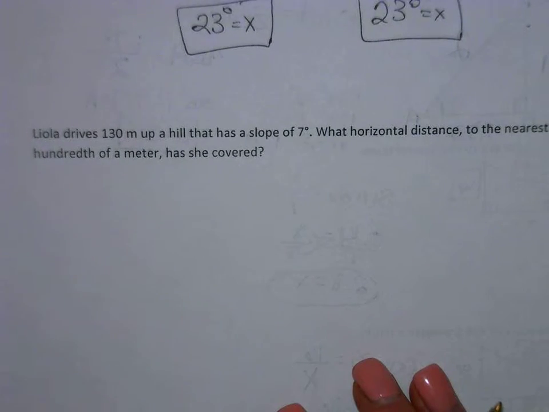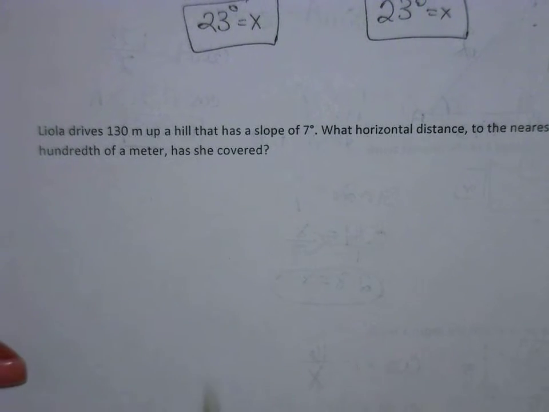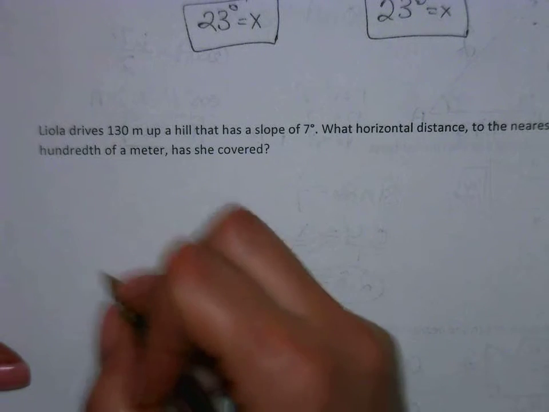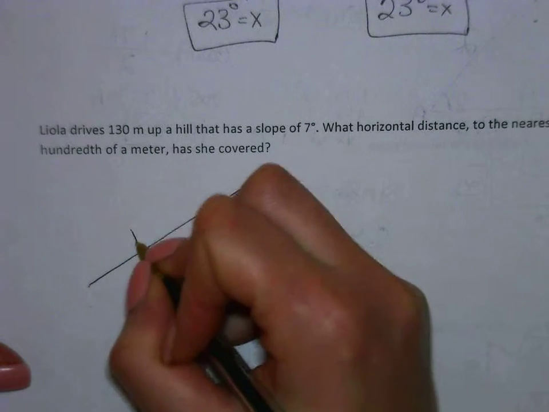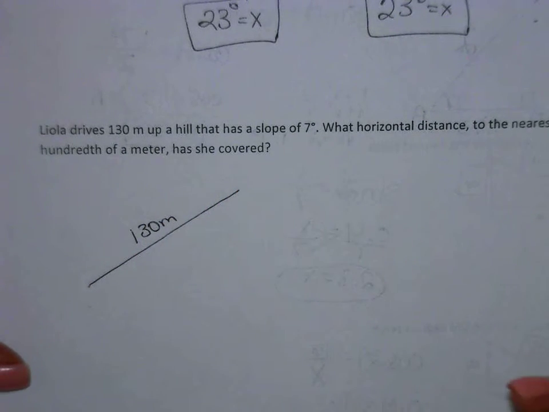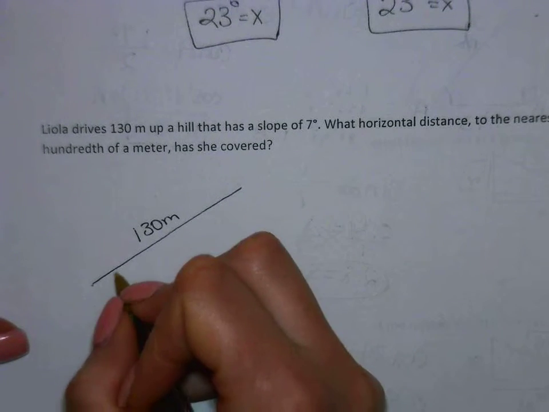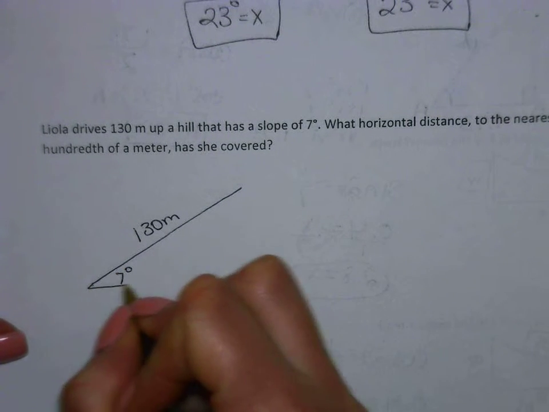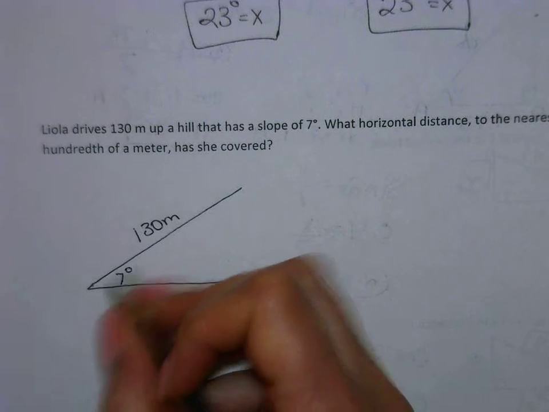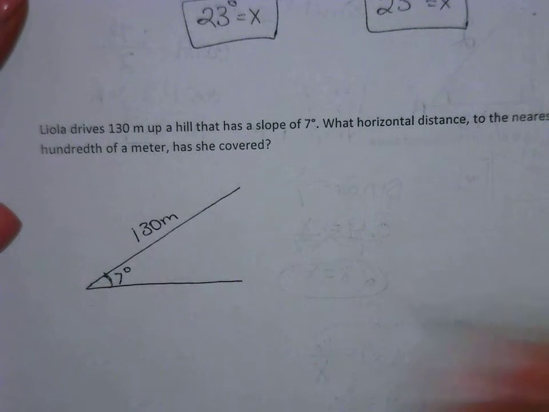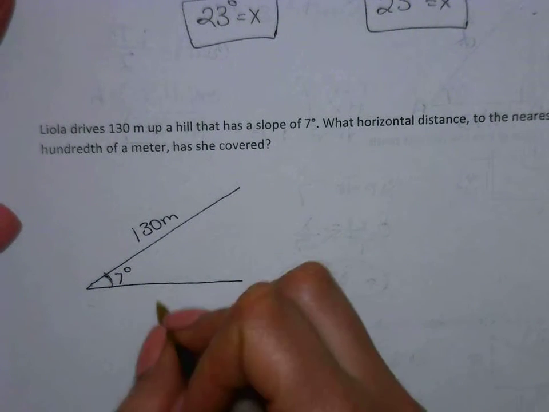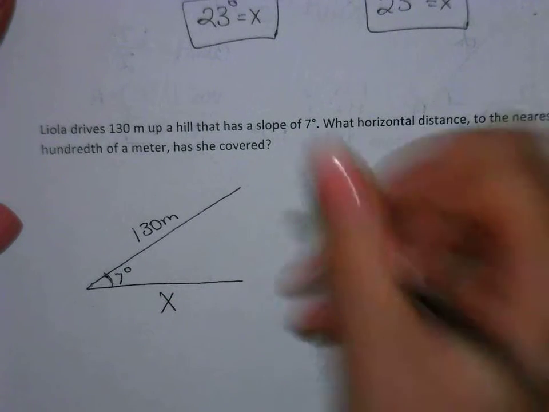So here we have that Leola drives up 130 meters up a hill. So she's driving up a hill, and it's 130 meters. And it has a slope of 7 degrees. So if this is horizontal, she's driving at 7 degrees. We want to know what the horizontal distance is. So what is this length here?